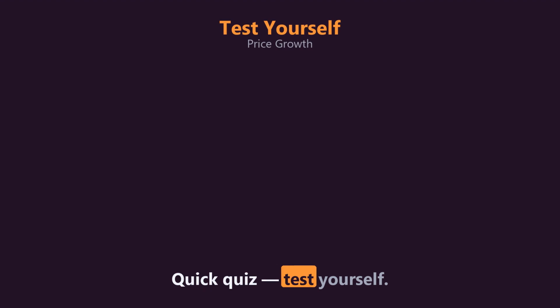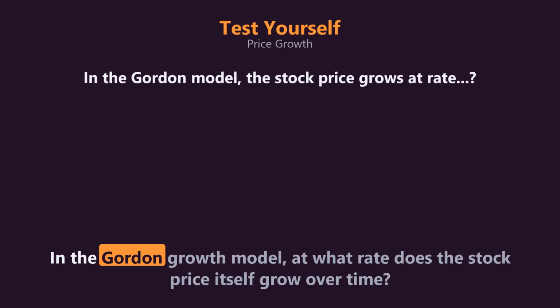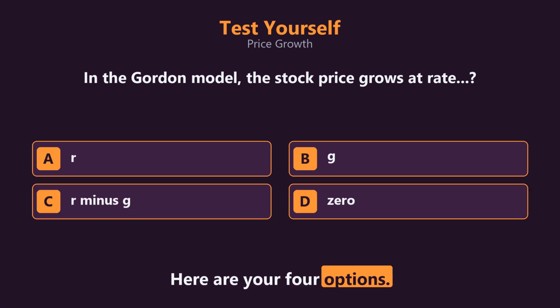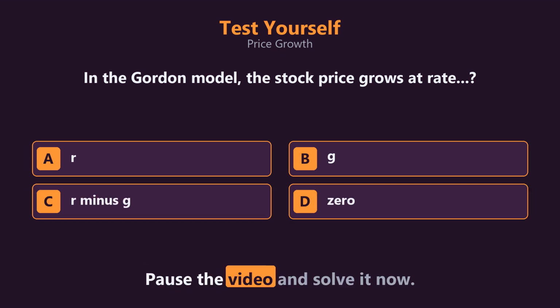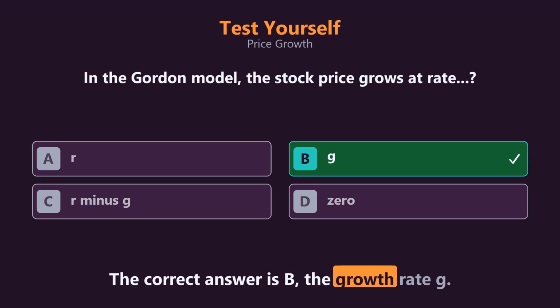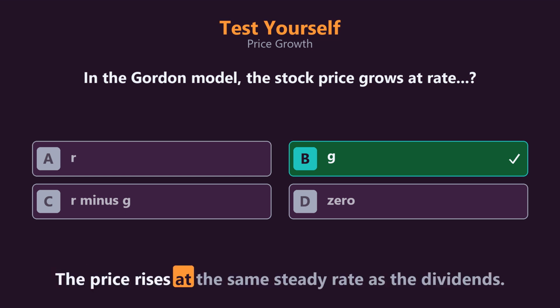Quick quiz, test yourself. In the Gordon growth model, at what rate does the stock price itself grow over time? Here are your 4 options. Pause the video and solve it now. The correct answer is B, the growth rate G. The price rises at the same steady rate as the dividends.